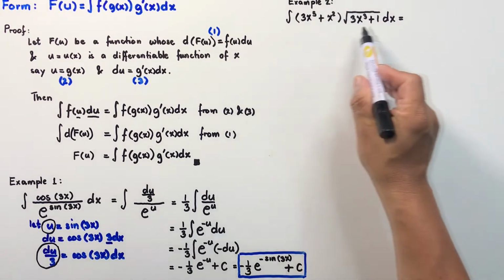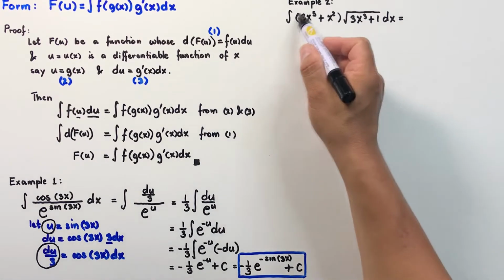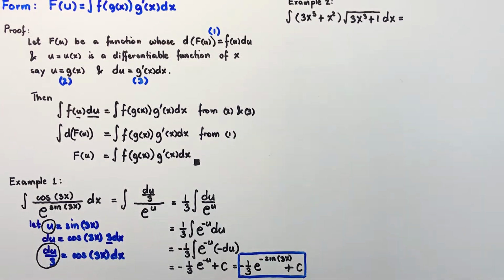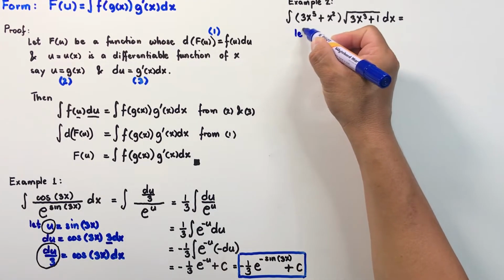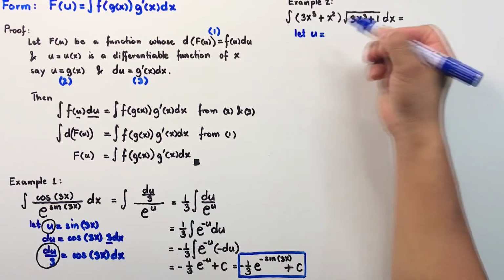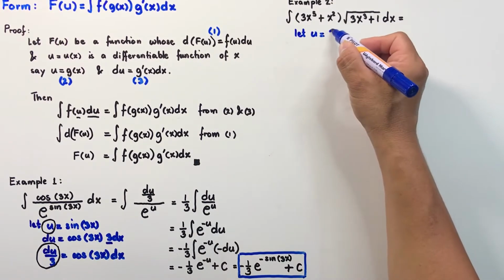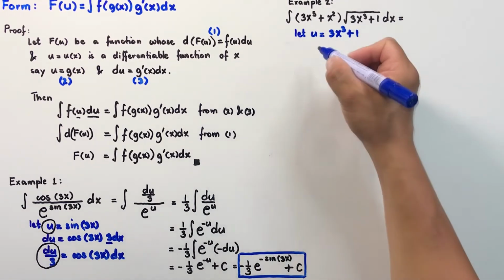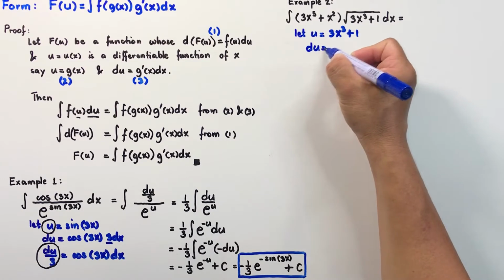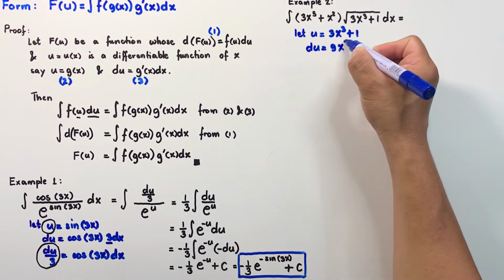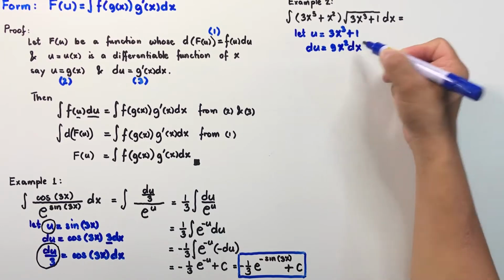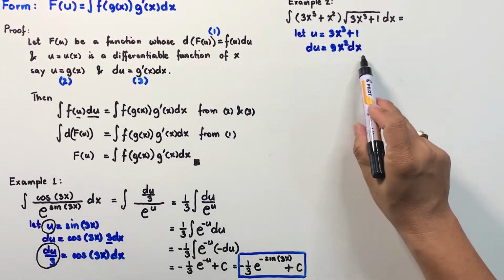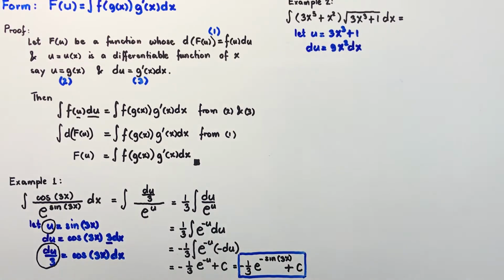Now looking at this integrand, it's a product of this polynomial and this square root of another polynomial. But if you try to represent the polynomial inside this square root symbol, which is 3x cubed plus 1, we notice that the differential of our u is 9x squared dx. And with this, it is not so obvious that this one is already there in our integrand.